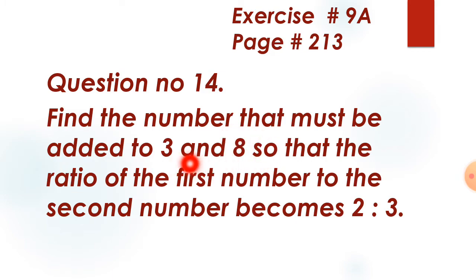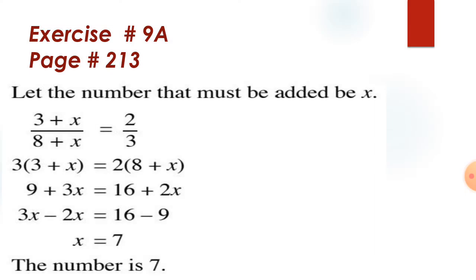Since we don't know that number, we will take a variable from A till Z. That variable can be anything. So we are going to take x, and add x to 3 and to 8, and the ratio will become 2:3. So let's go with the solution.